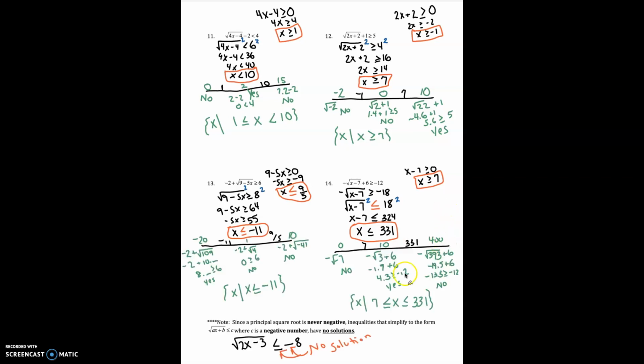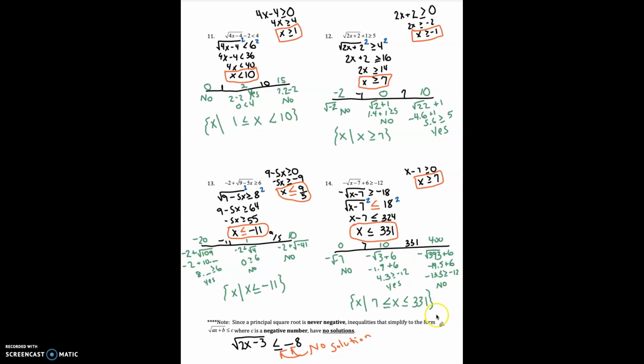So for 13, I ended up checking. I got a yes, a no, and a no. So my solution is X such that X is less than or equal to -11. And then for 14, I have a no, I have a yes, and then a no again. So the solution set there would be X such that 7 is less than or equal to X, which is less than or equal to 331.